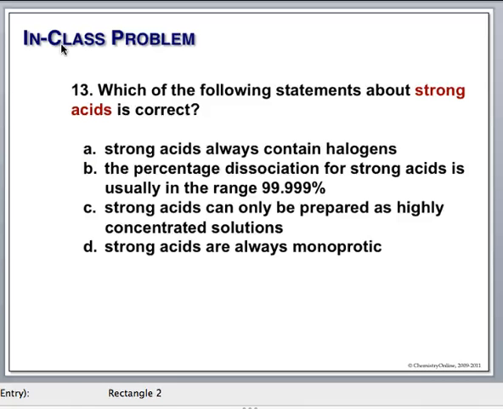So this one here is a correct answer. Once again, think about the movie with HCl. Every HCl that was on the screen there separated, didn't it? Virtually 100% ionization.